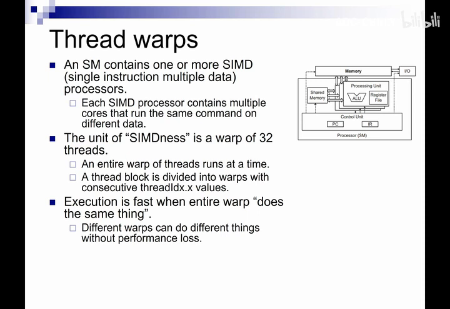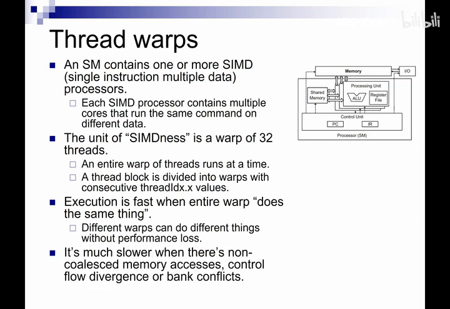First of all, different warps can do different things, because the SIMD unit is simply one warp. If you have two different warps, they're not in the same SIMD unit, so it's fine if they do different things. You don't get any performance loss. But if you have threads within one warp doing different things, then you will have a SIMD performance loss.